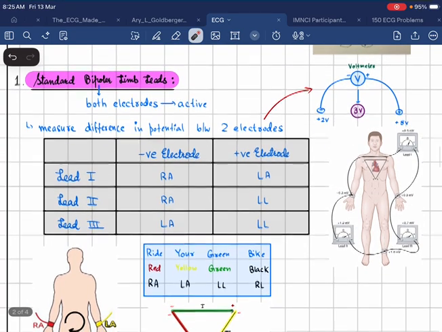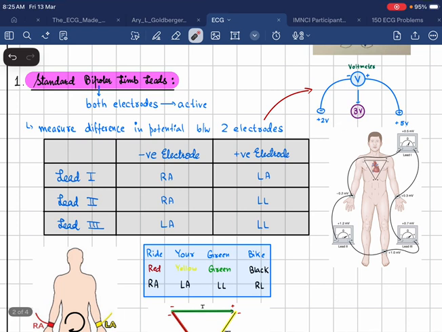Then if I talk about the standard bipolar limb leads, in it both the electrodes are active, and what is measured is the difference in the potential between the two electrodes. Like in this example, the negative terminal has plus 2 volt voltage and the positive one has plus 5. The difference between them is 3 volt, which is the measured potential difference. If the negative electrode is placed on the right arm and the positive electrode is placed on the left arm, we get lead 1. Likewise, if the combination is right arm and left leg, it is lead 2, and if it is left arm and left leg, it is lead 3.